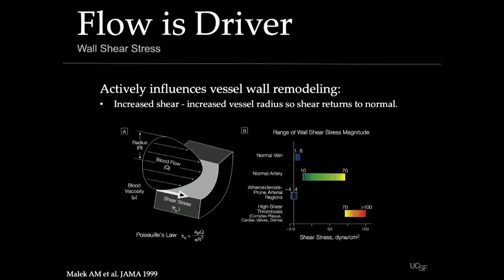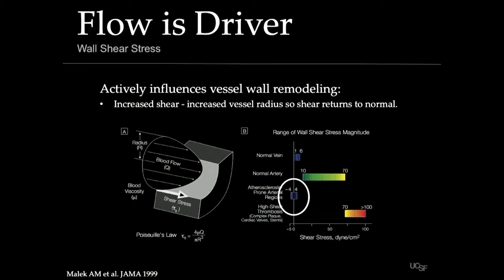Okay, so let's tack now to the research side of this, where flow may be the driver of vascular disease. And just a quick entry point here, let's talk about wall shear stress. This is the frictional force that flowing blood exerts on the vessel wall. As a quick reminder, healthy vessels should have an intermediate level of shear stress. Things can go wrong at both ends of the spectrum.